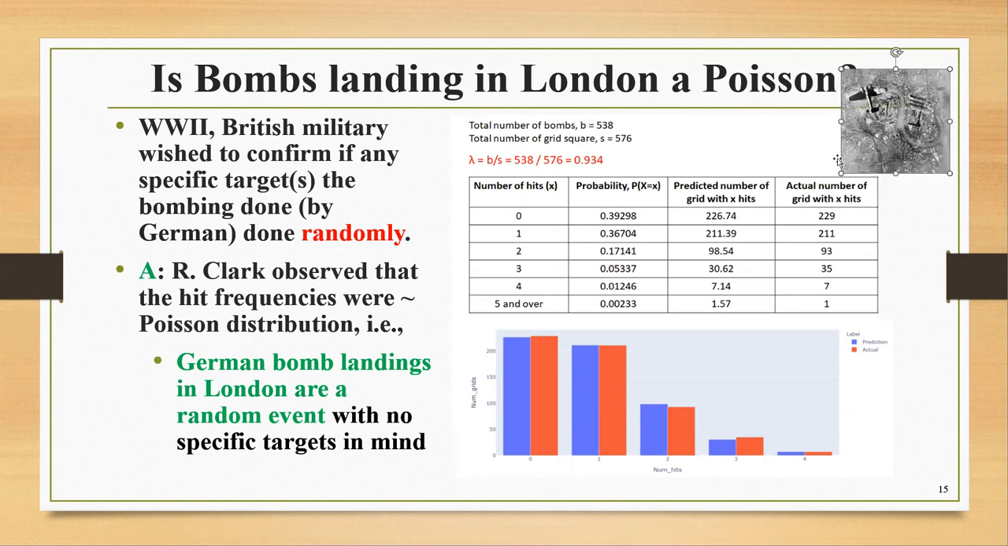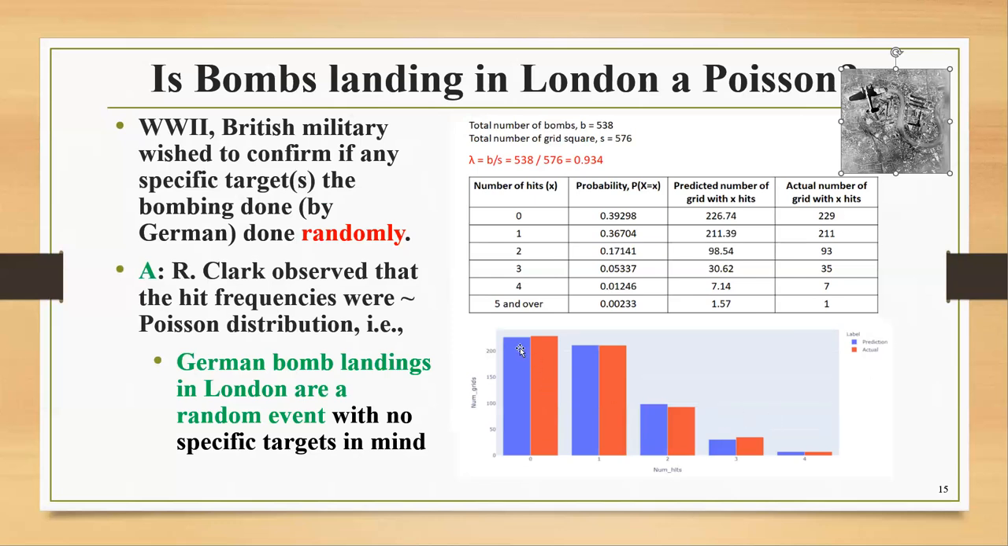So what happened is that one of the scientists, R. Clark, did this. He divided the whole London area into 576 grids. Of course, he knew how many total bombs had been dropped, and he also knew which area of the grid each bomb fell in. So a probability comes out, and he plotted it here.